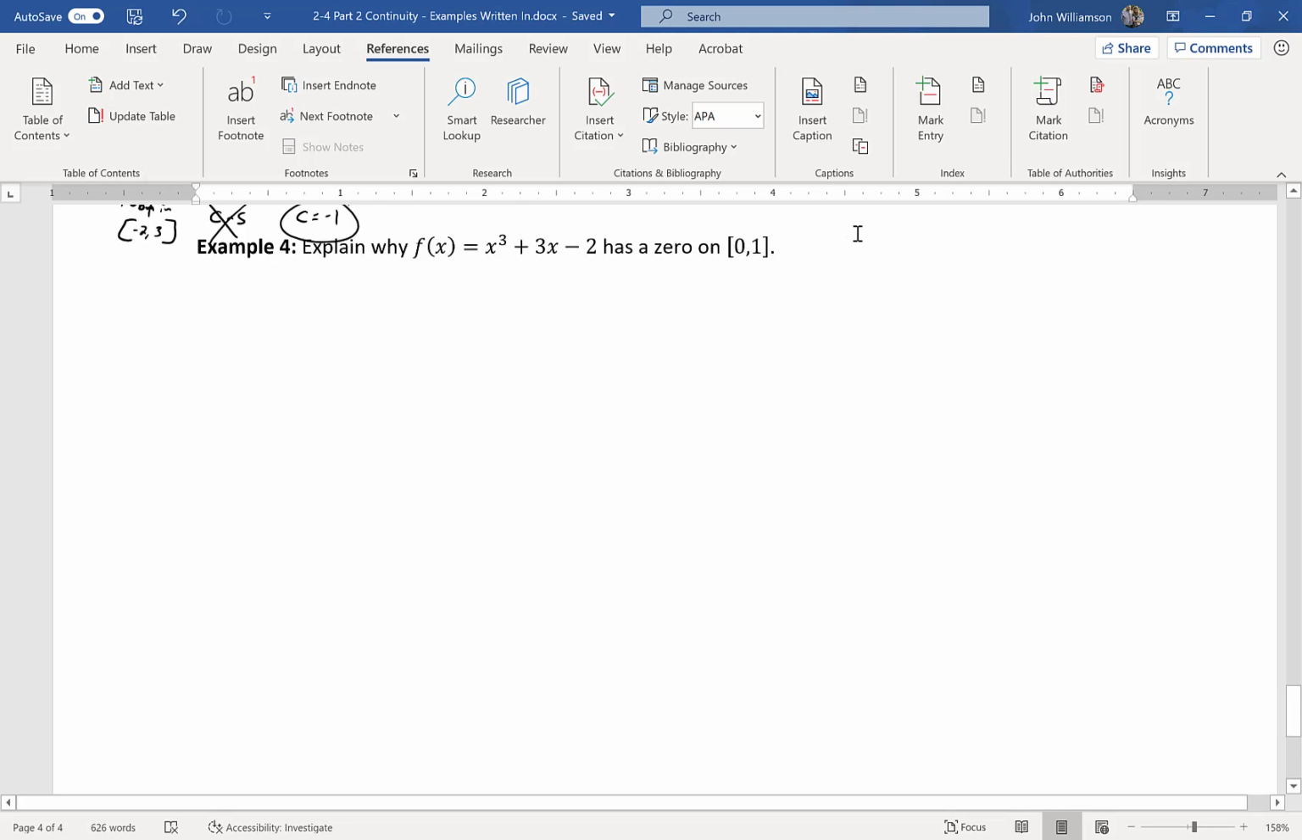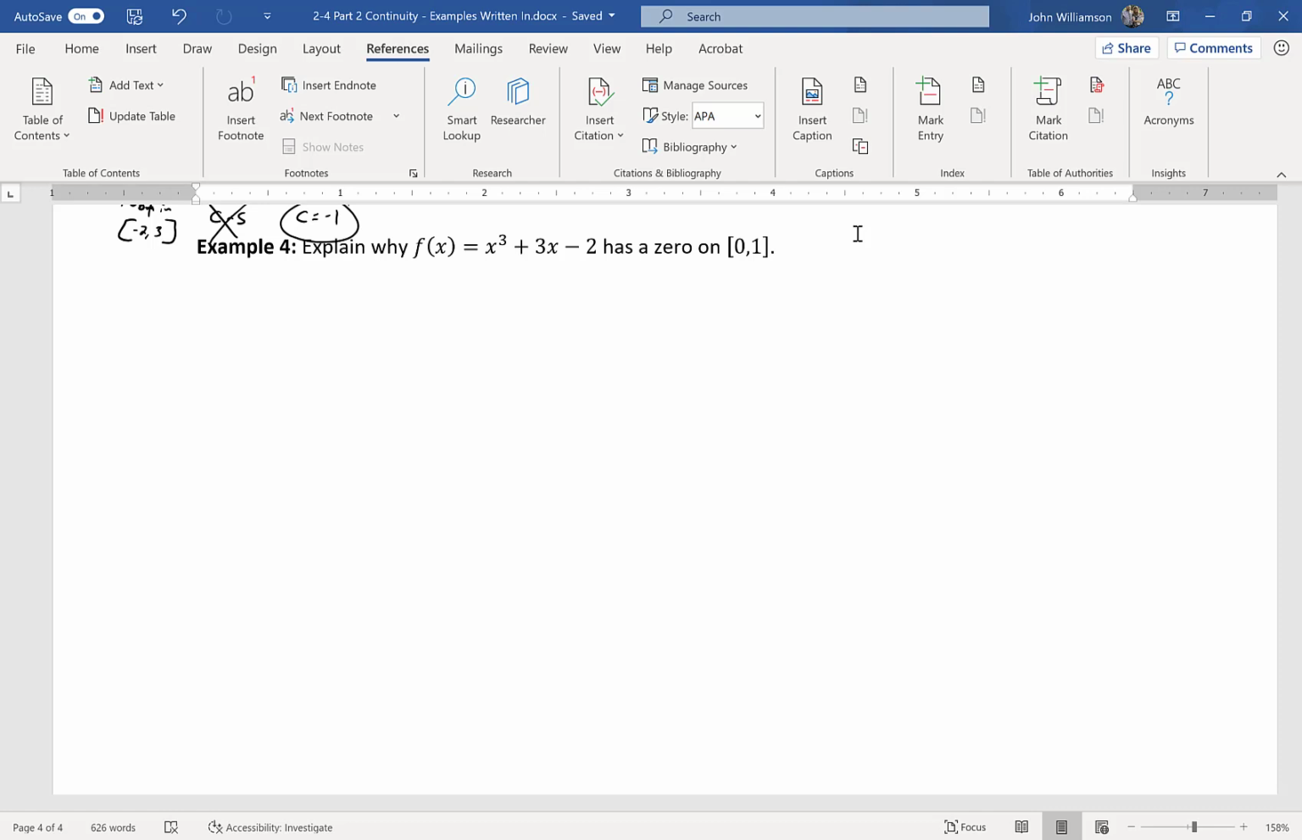Alright, so now let's look at the next one, which is, in a way, a twist on the intermediate value theorem. It's not quite the exact same as what we just did. So we want to explain why f of x equals x cubed plus 3x minus 2 has a 0 on the closed interval 0 to 1. If you look at the graph of this cubic function, you'll find it does indeed have a 0 there. Now, we can't find it by hand very easily because we can't factor this. But we know there is a 0 there.